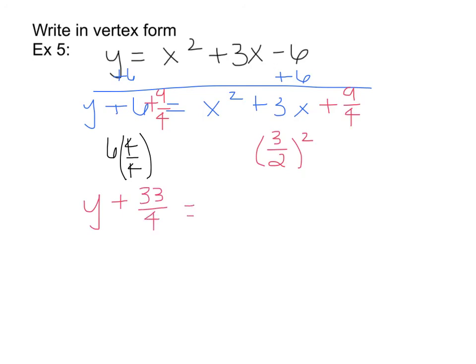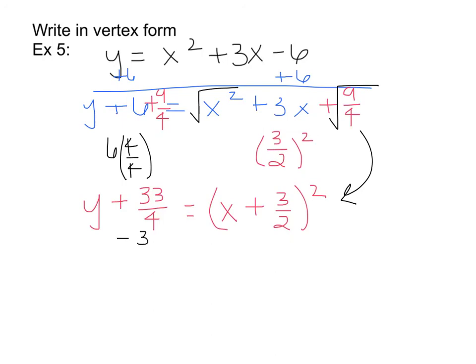Now I'm going to factor my perfect square trinomial on the right-hand side, so that factors to x plus b divided by 2, so that's 3/2 quantity squared. Remember, if you don't remember that, all you do is you take the square root of the first term, take the square root of the last term, and it gives you the exact same thing. Then to rewrite it in vertex form, all you're going to do is you're going to move your 33/4 back to the end.